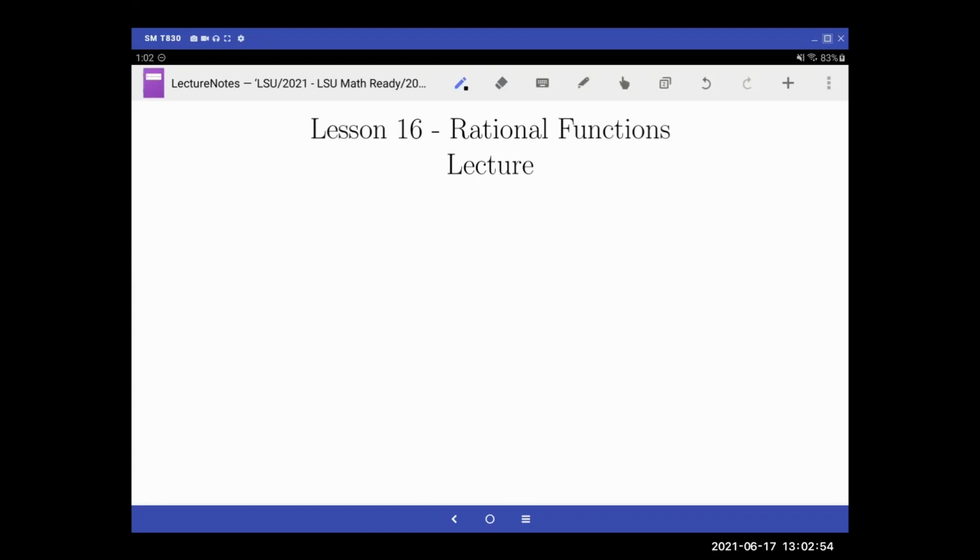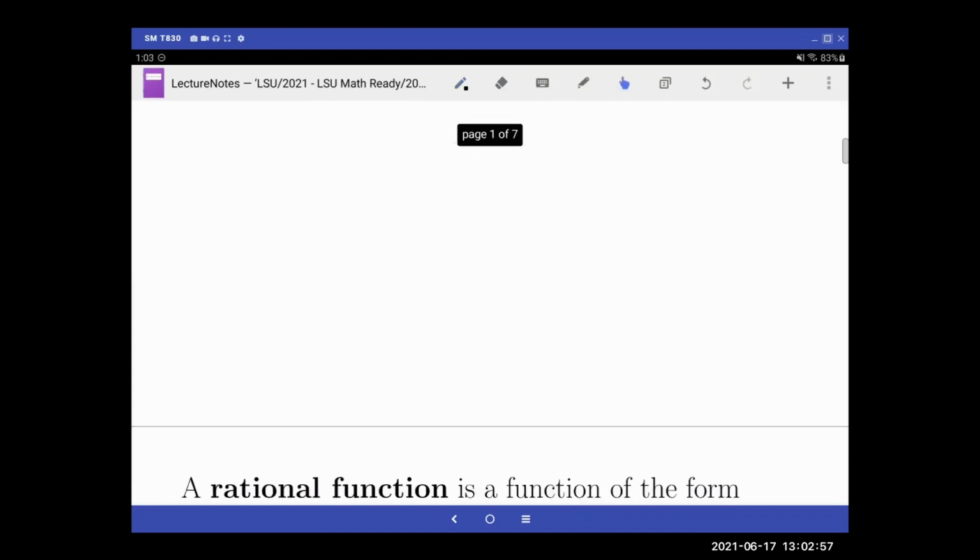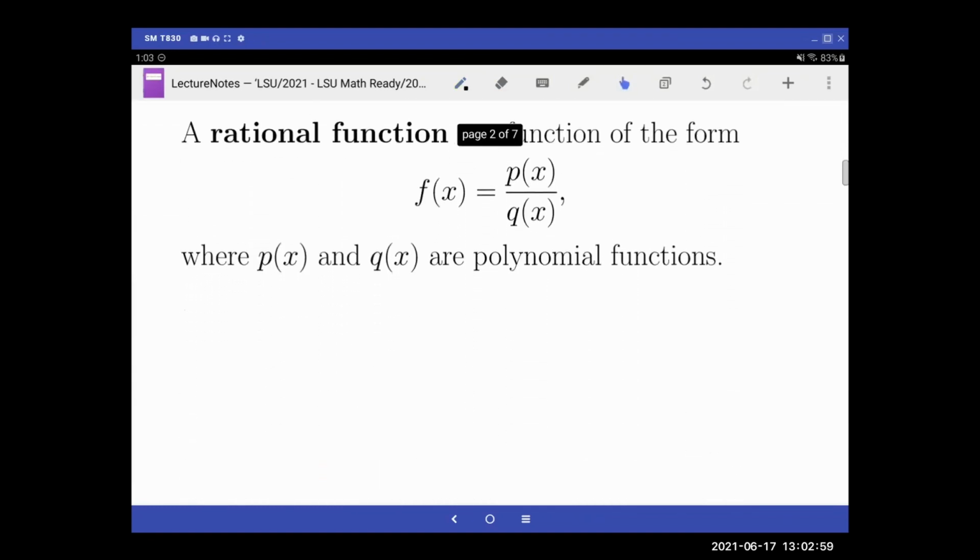Okay, so rational functions, just to recap a little bit and give a more standard definition. It is a function of the form f of x is equal to p of x over q of x, where we're calling p of x and q of x polynomial functions. And so that's a rational function. Basically what we talked about earlier, a rational expression, except in function form.